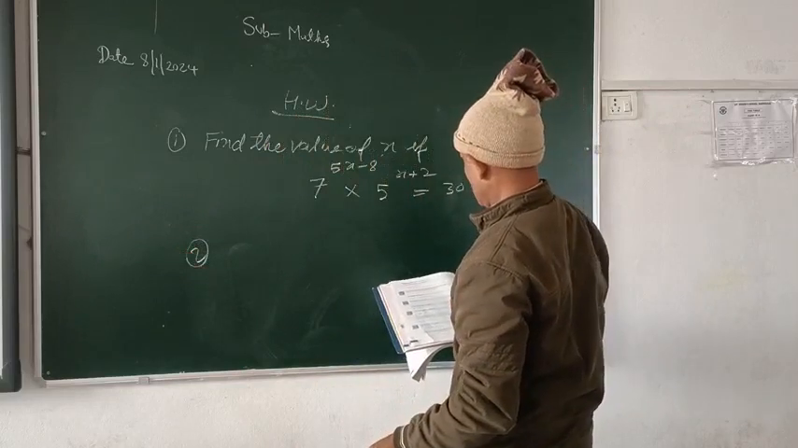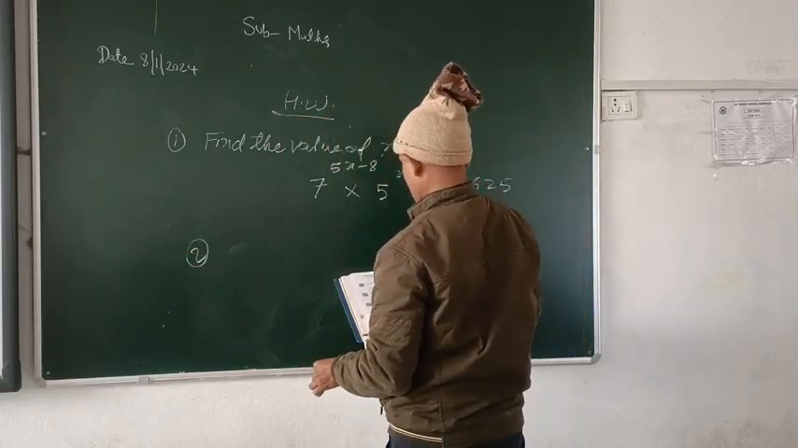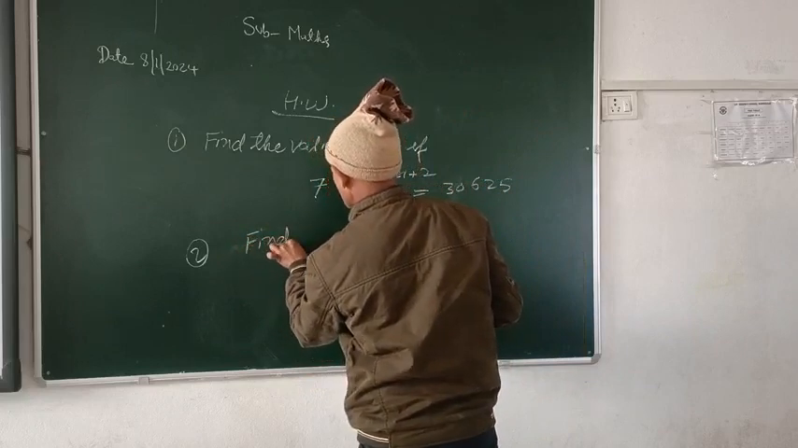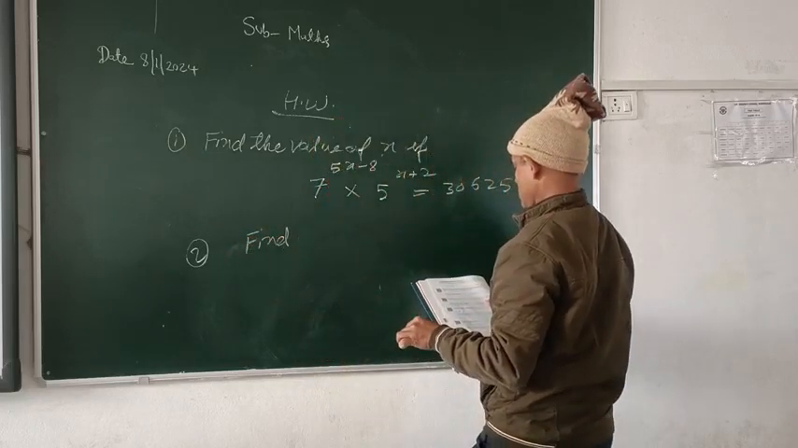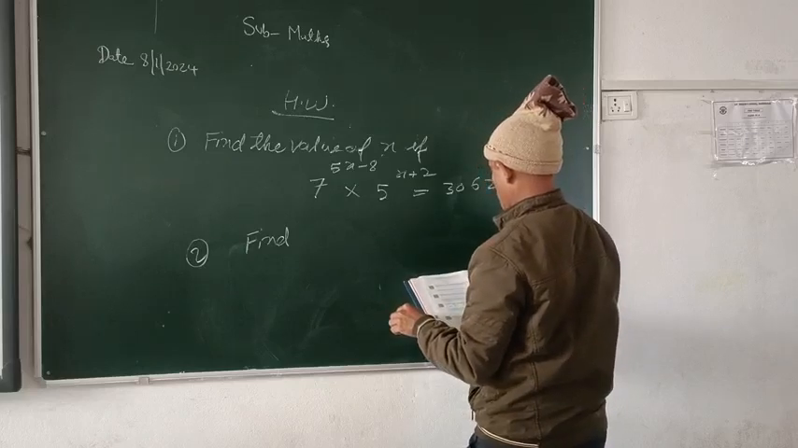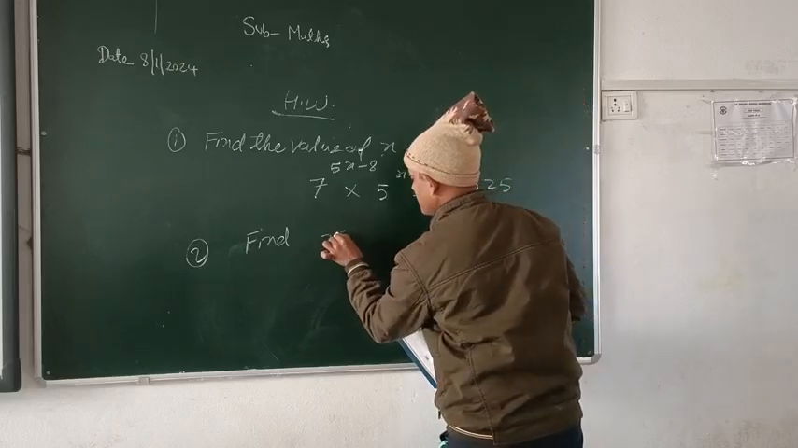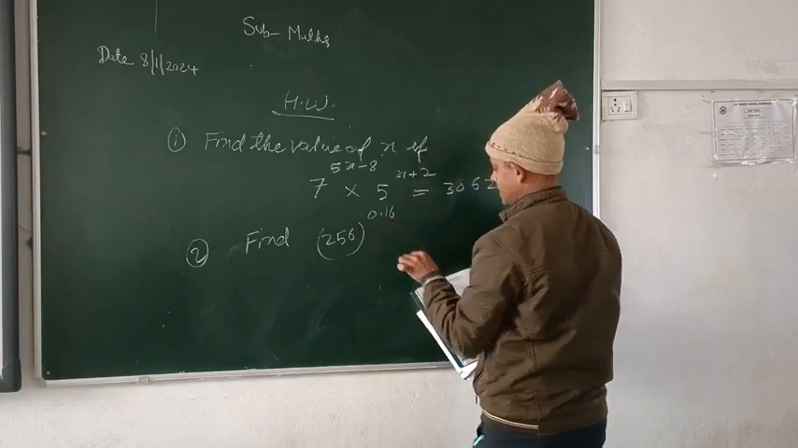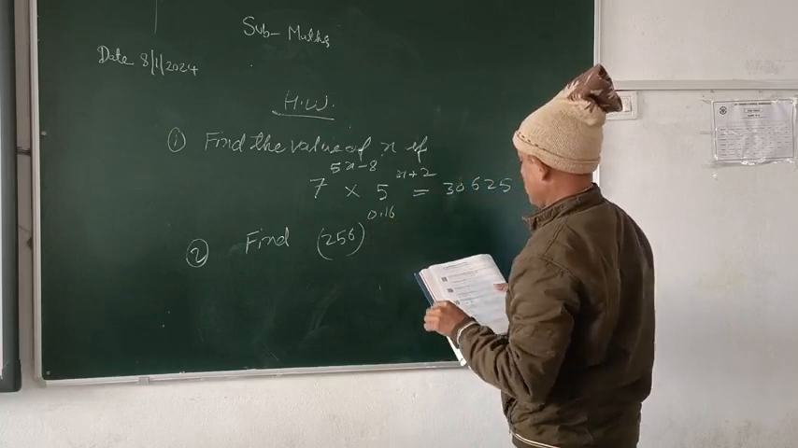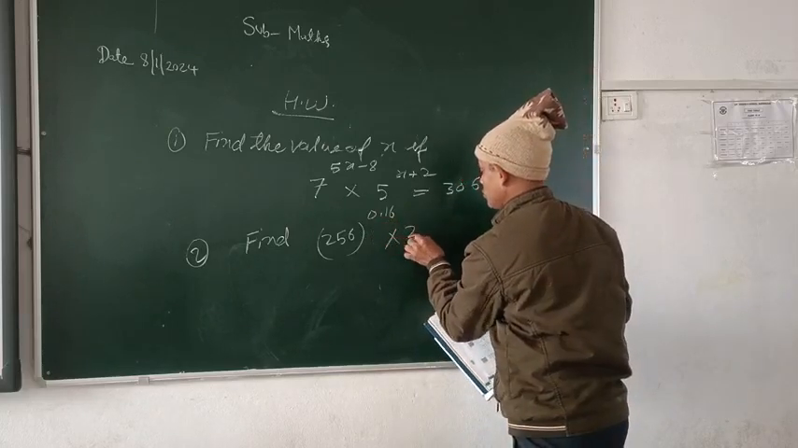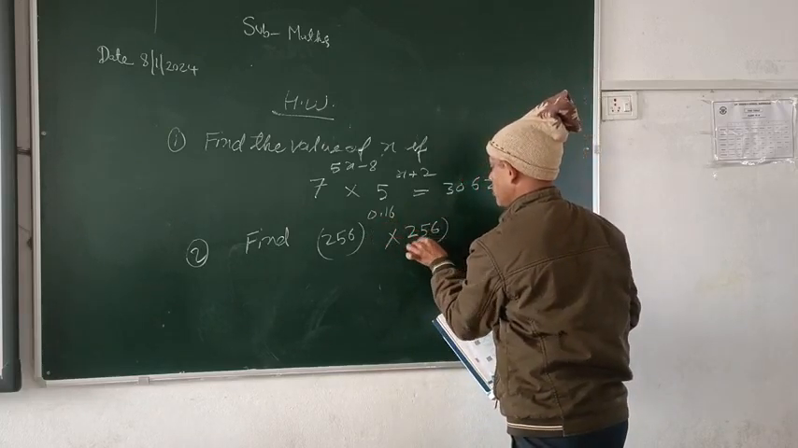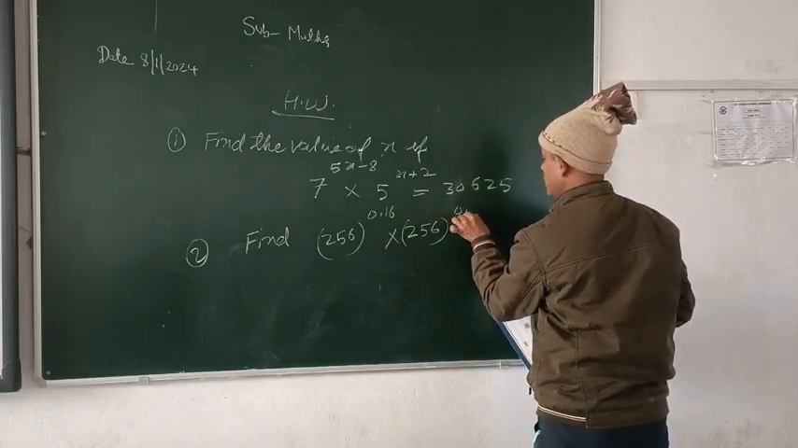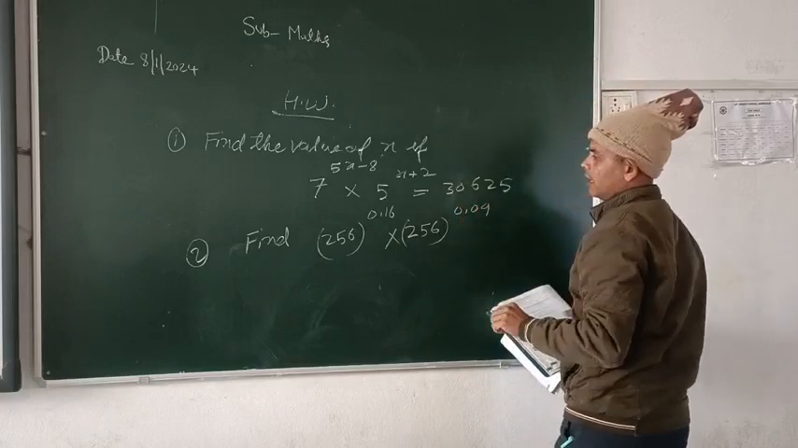And second one, find 256 to the power 0.16 into 256 to the power 0.09.